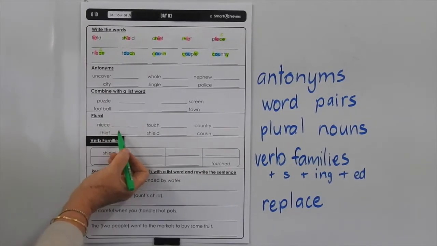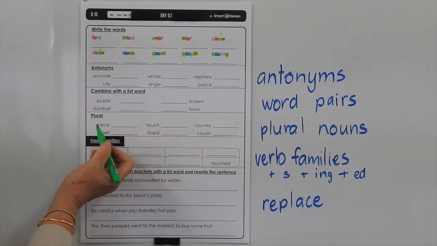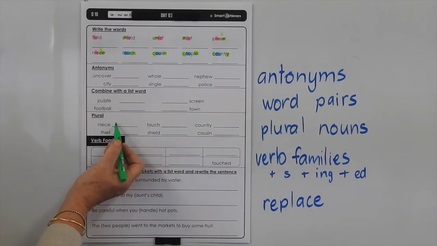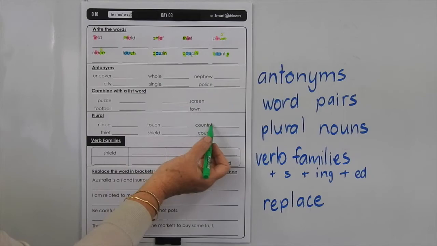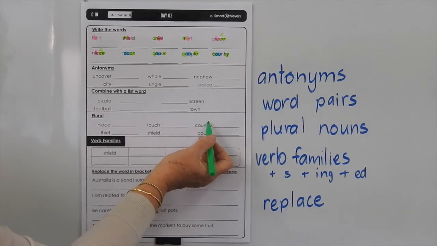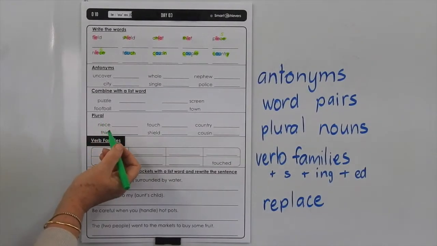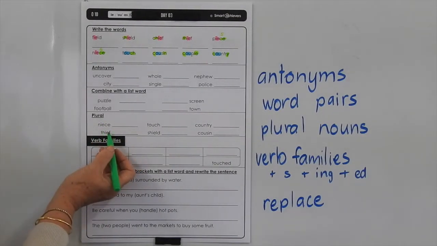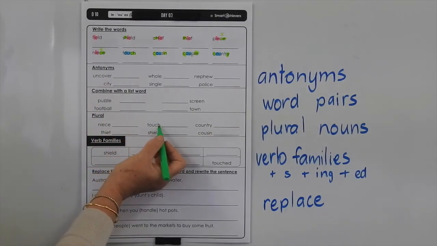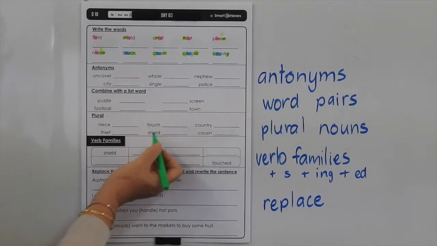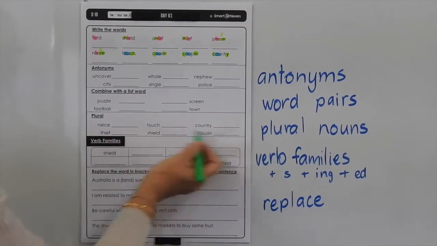Plurals, that means these words are nouns. So to make them mean more than one, you usually add an S to the end of them. But just be careful because like countries, if a word ends in Y, you must change the Y to an I before you add the ES. Thieves, some words end in F, you must change the F to a V before you add the ES. If you hear the sound at the end of a word, touches, then you know you're going to have to write ES for those ones. So you might need to discuss those.